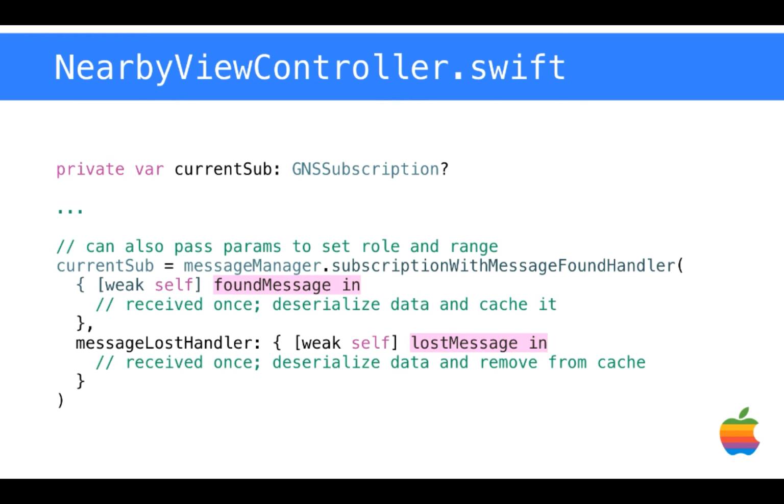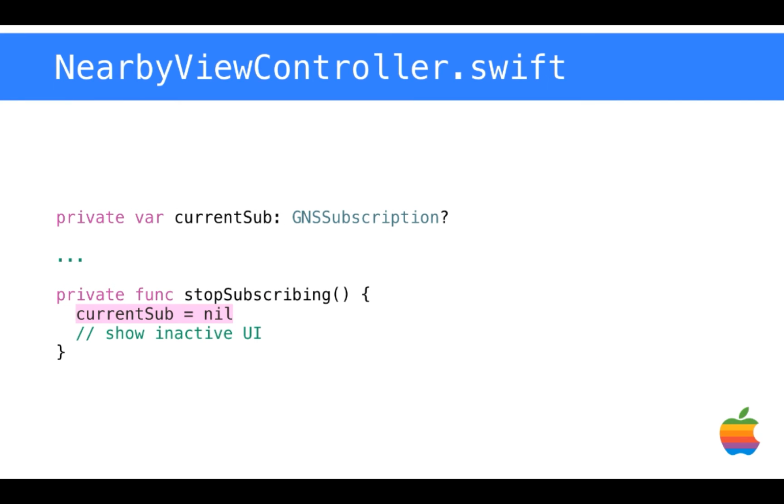Similar kind of thing for subscription. The only extra here is that when you call the subscription method, again, you provide that found message, lost message type interface. So you can say, when I first find a message, deserialize it and store it somewhere. And when I lose a message, take that back out of my store. The subscription unsubscription mechanism is the same, where I need to hold on to a reference to the subscription, and then if I want to stop subscribing, I just release that reference, and everything's all gone.